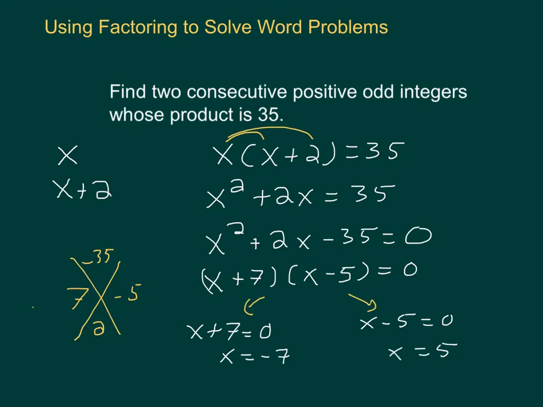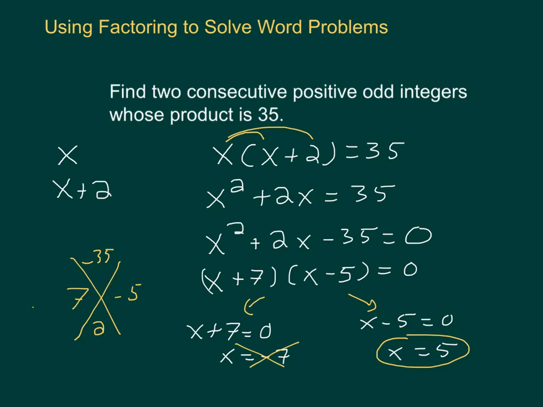So now I go back to my original problem to check which of these answers I want. Maybe both, maybe none, we'll see. I need my answers to be positive odd integers. Negative 7 is odd, but I'm sorry, it's not positive, it's negative. So I'm actually going to cancel out that answer and throw it away. The answer that I do want is x equals 5, because that is a positive odd integer.